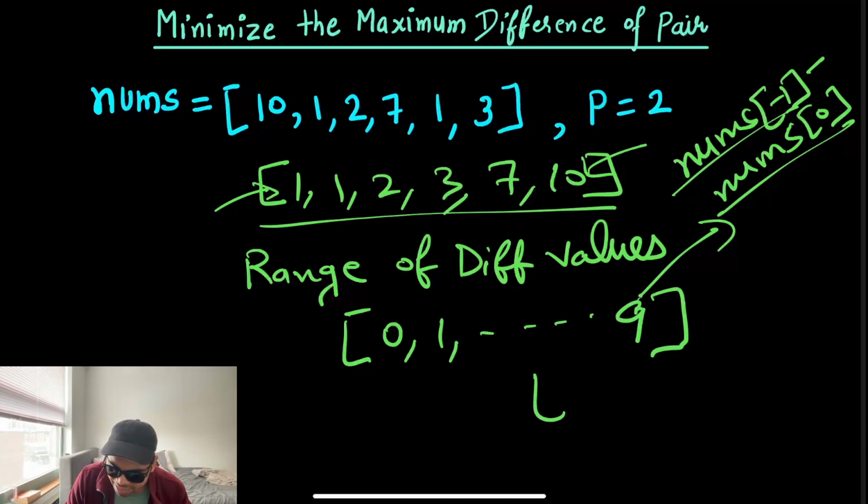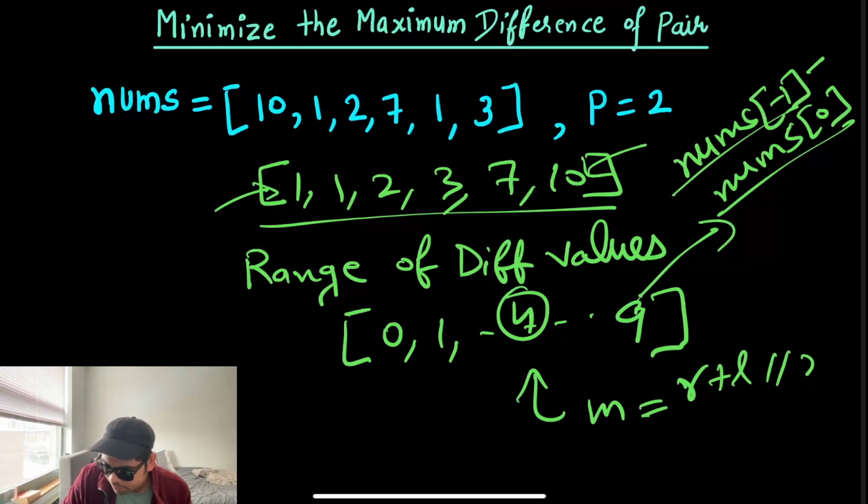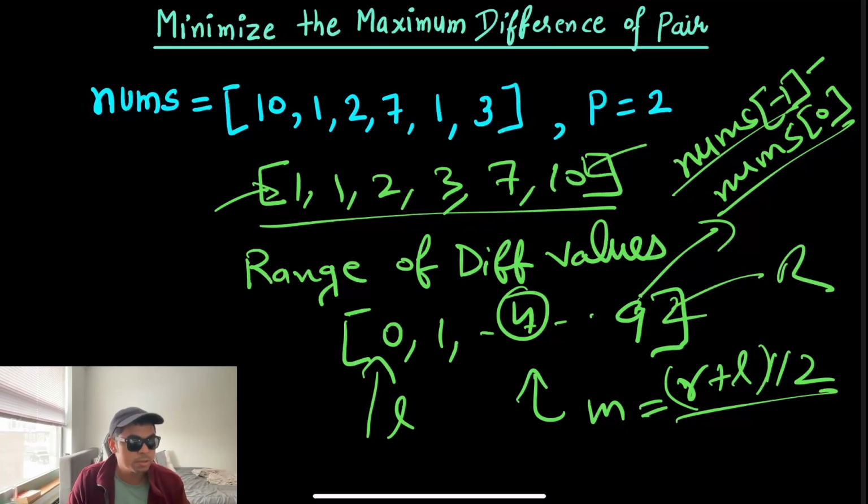So how about I find the middle element and I try that to be my maximum difference, or minimum maximum difference whatsoever. Although I'm trying to minimize this maximum difference among these pairs. Okay, understand the problem. So this time I'll get 4, right? You know how to calculate m. That's the left pointer, and this is my right pointer, 0 and 9, and I'll get 4 as my maximum difference to try.